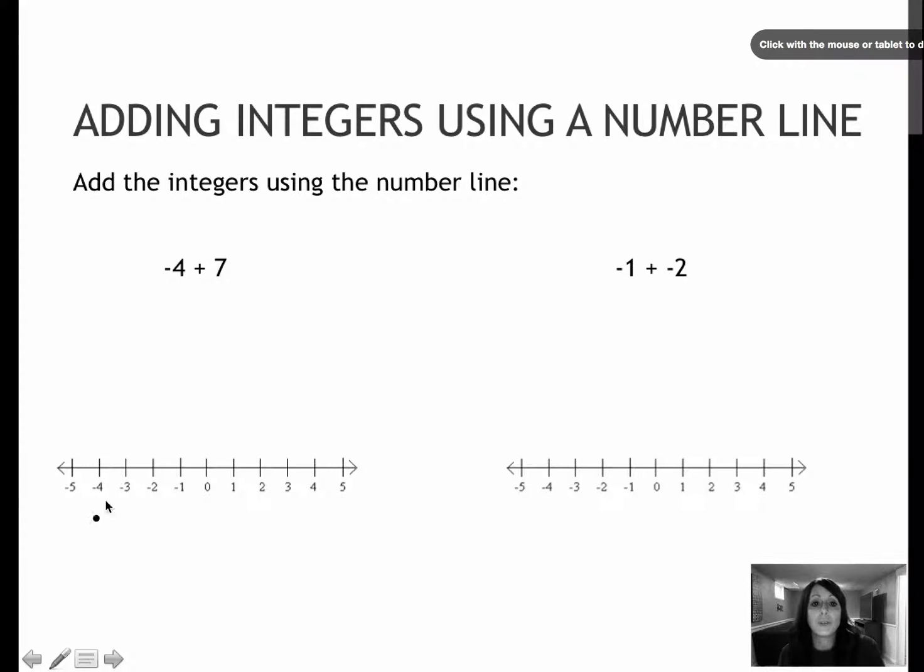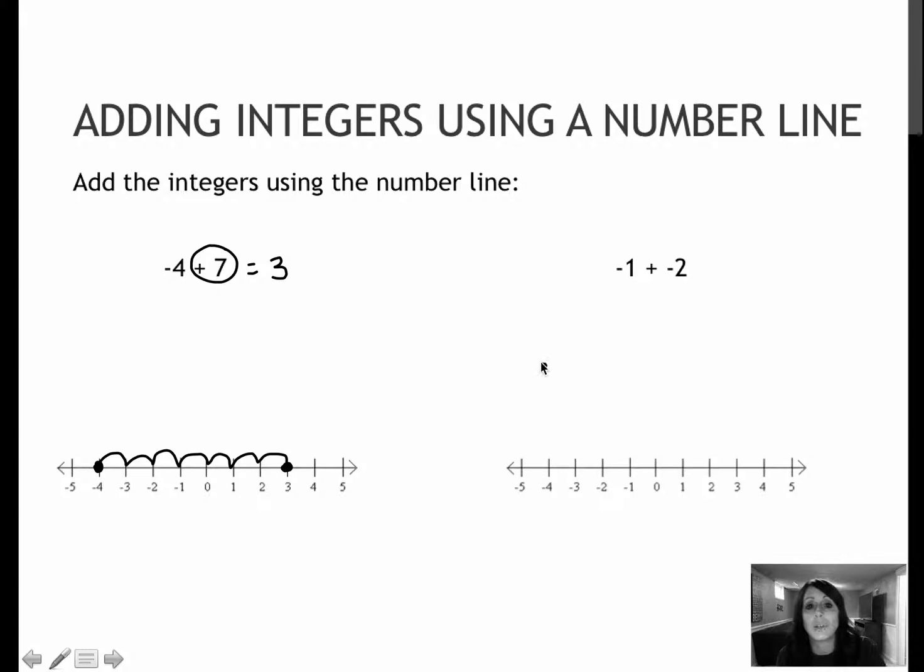Here are a few others for us to try. So the first one, I'm going to start on the negative side this time, on -4, and I'm adding a positive 7. So 1, 2, 3, 4, 5, 6, 7 ends me at +3, which is my solution. And for my second, I will start at -1, and then I'm moving -2. So remember, negative goes to the left. So I'm going 1, 2 units to the left, and I end at -3.